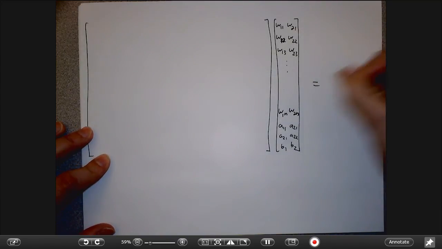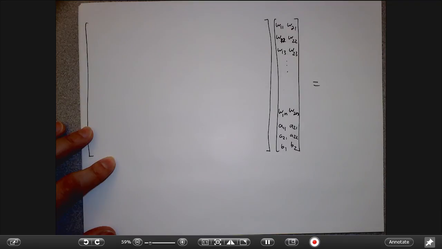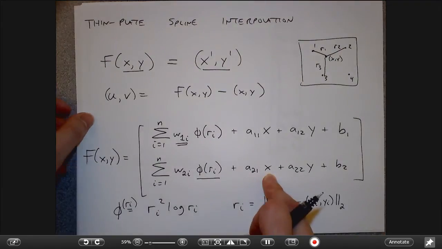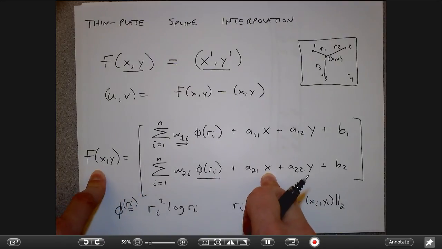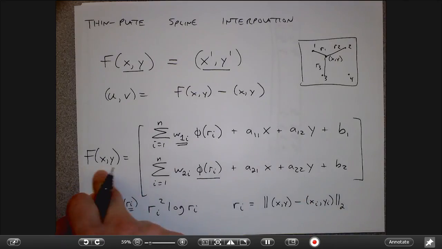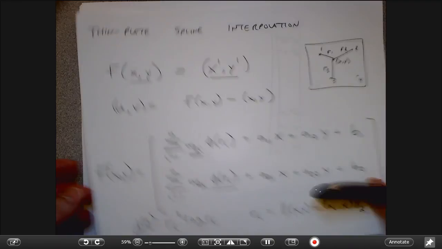And again, if I think about how this is going to work, what's the right-hand side going to be? The right-hand side is going to be basically all of my matches.